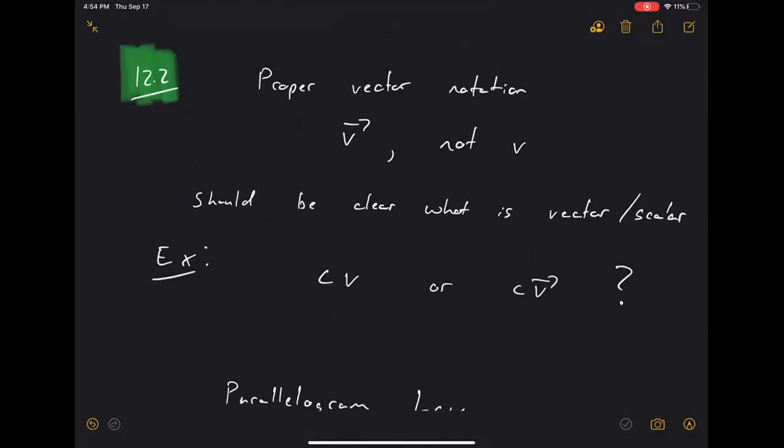So don't ignore those problems. Okay. Moving on to 12.2. Okay, and this is one of the few things notation-wise I want to point out. 12.2, we start talking about vectors.